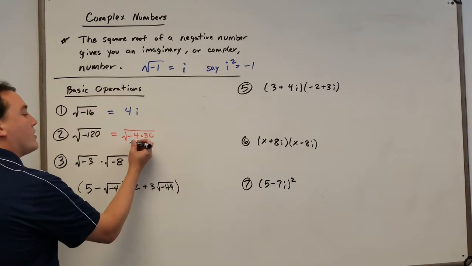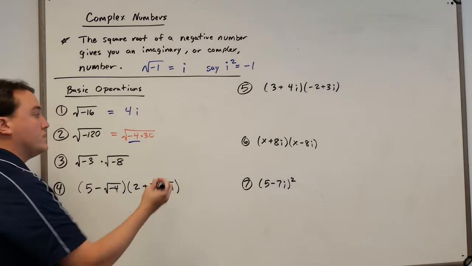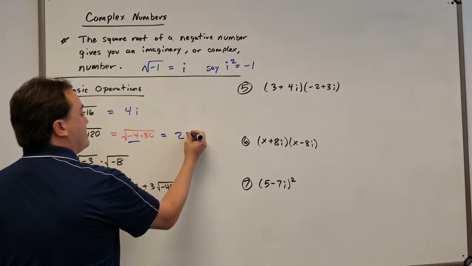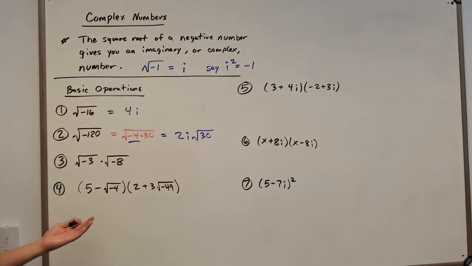So we could take this part out, the square root of negative 4. Well, the square root of 4 is 2, so that is 2i. And we'll leave the 30 on the inside because you can't do anything with it.